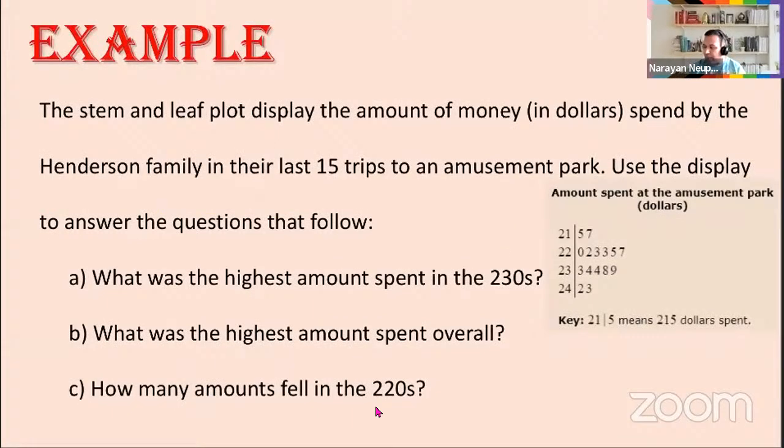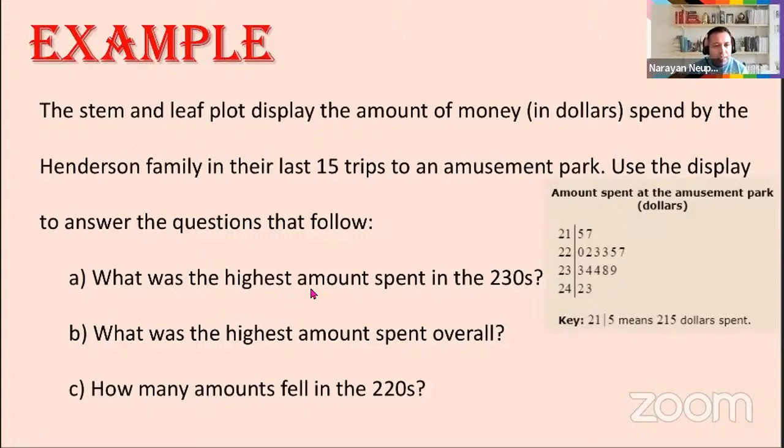Here is our second example. The stem and leaf plot displays the amount of money in dollars spent by Henderson family in their last trip to an amusement park. Use the display to answer the questions that follow. So here is the stem and leaf plot, and we are asked to answer the question based on that. And this represents the amount of money spent by the Henderson family on their 15 trips to the amusement park.